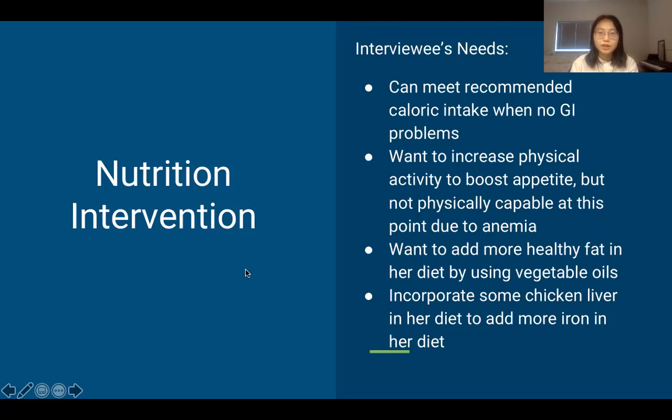From the client's perspective, she said the 3-day food record she provided to me was not able to reflect her normal diet, because she was feeling poor appetite and was unable to cook much for herself during the week that she had GI bleeding, but she was normally able to meet her daily requirements. She wants to increase her physical activity to boost appetite, but she is currently not physically capable of doing any exercise due to anemia and weakness. She wants to include more healthy fat in her diet, but she is not a big fan of nuts. She thinks adding vegetable oils to her diet will be doable. Also, she thinks one of the iron-rich foods that she could incorporate in her diet is chicken liver.